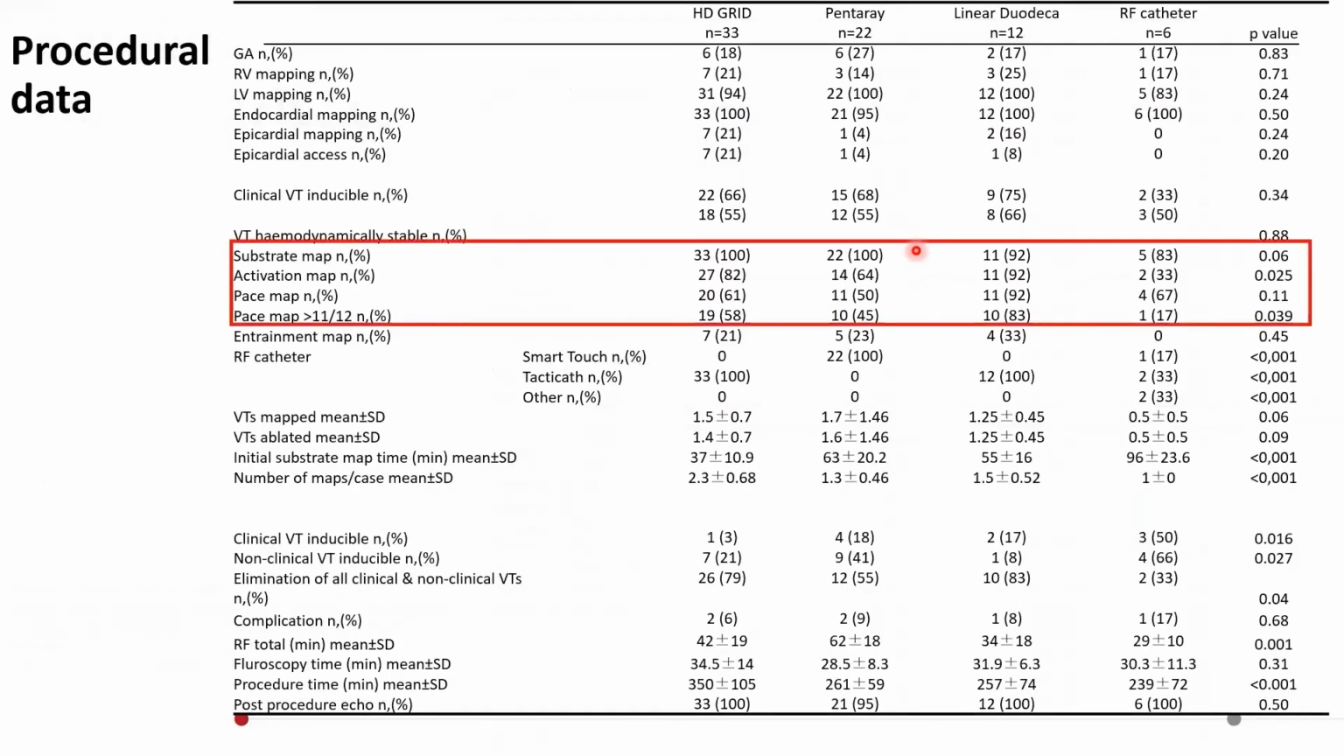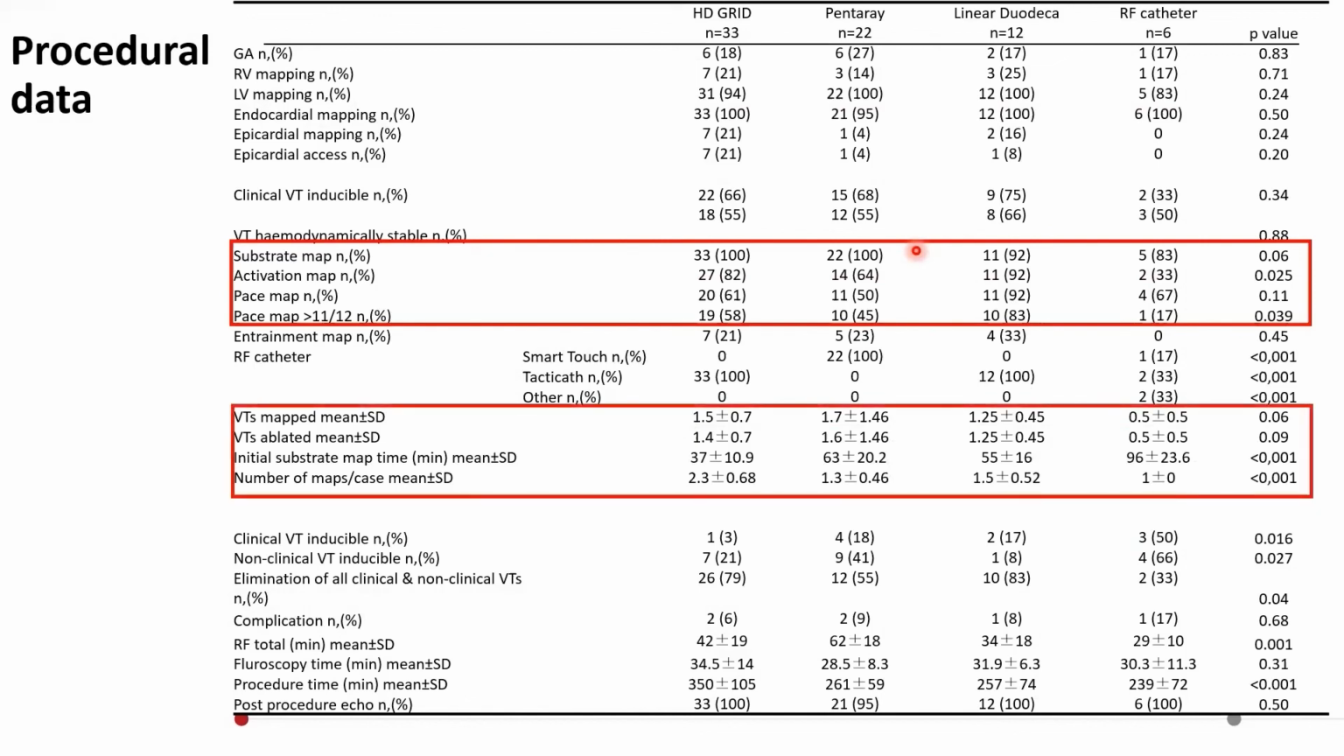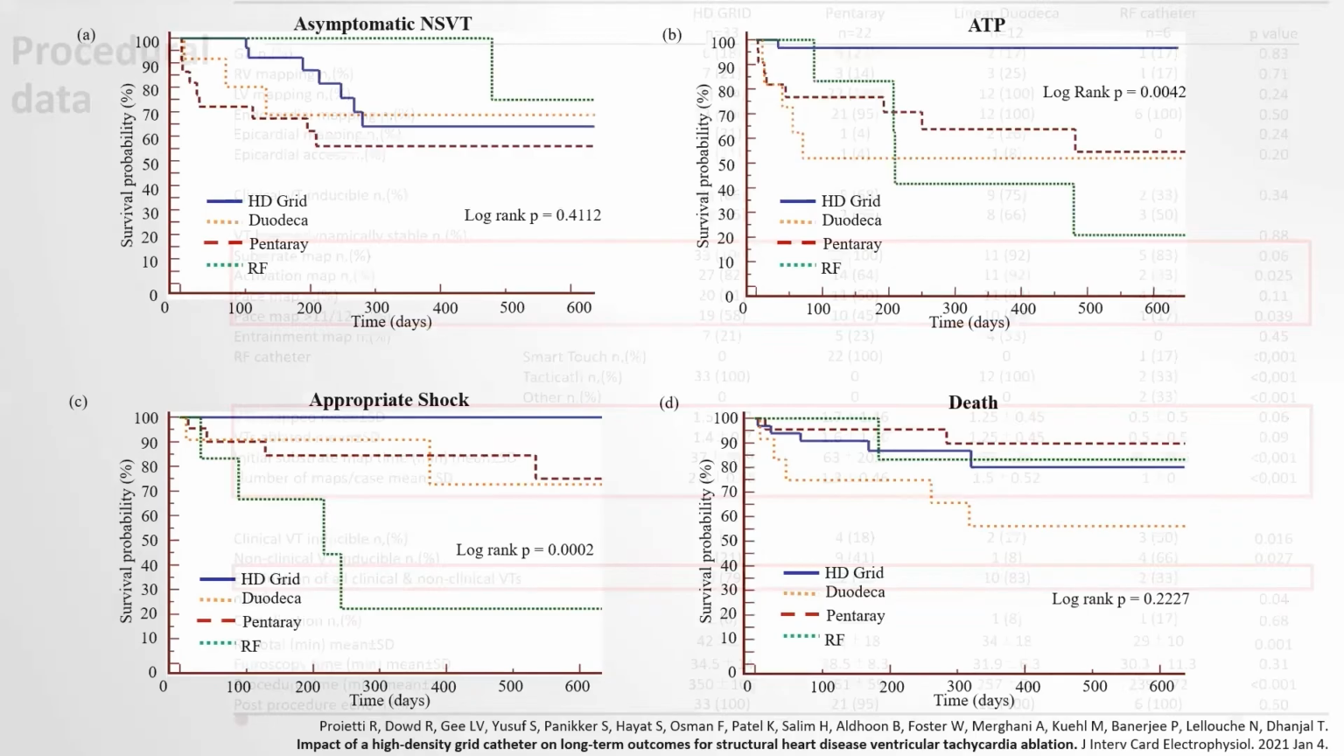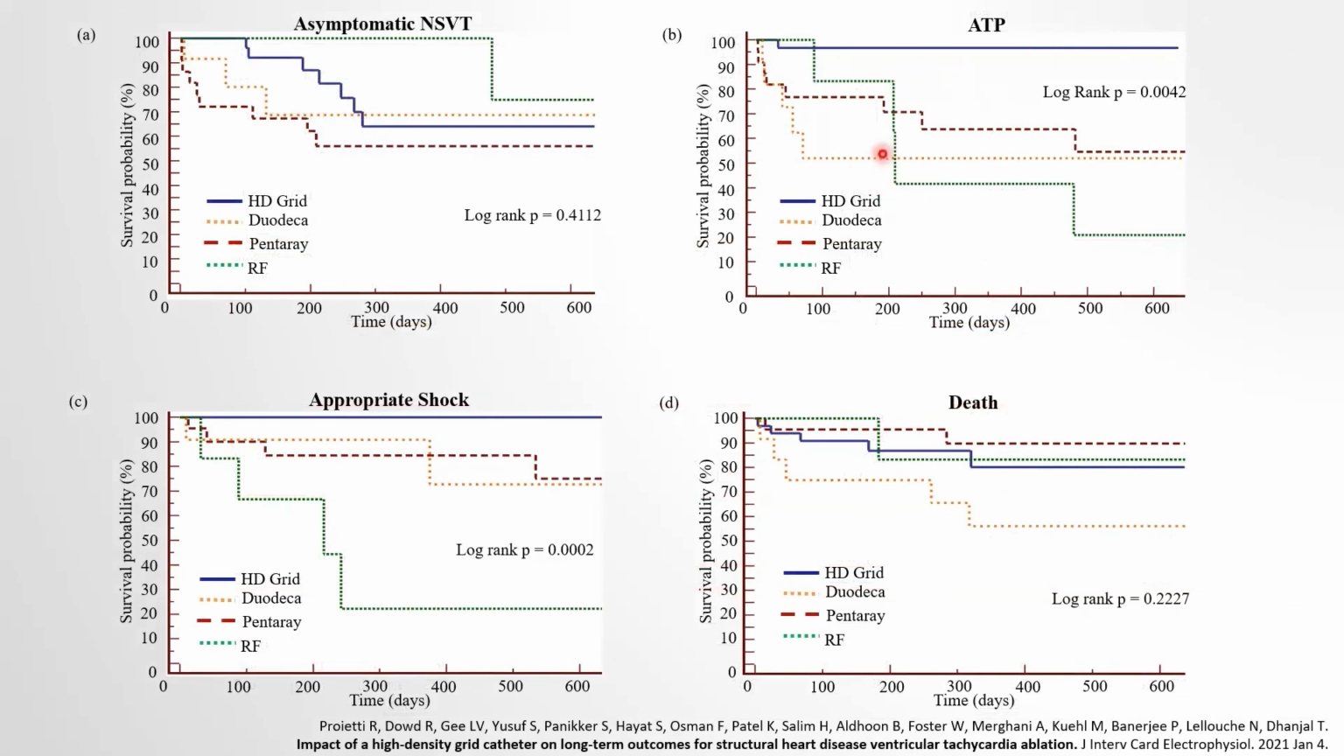We can see we did substrate maps in all patients, activation maps in most patients. The number of VTs mapped and ablated was around 1 to 2 VTs per case. Elimination of all clinical and non-clinical VTs in the HD grid map cases was about 79%. And long-term follow-up shows that if you mapped using multipolar mapping catheters, your patients who were free of shock was almost 100%, if not 100% with 1 year follow-up, with stepwise improvement with duodeca and pentarray, with least success with point-by-point RF mapping.